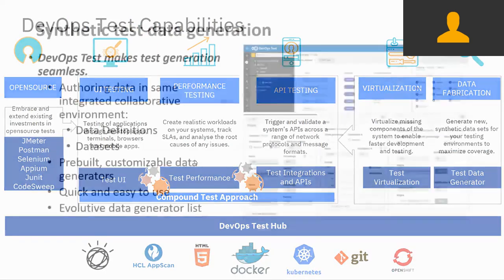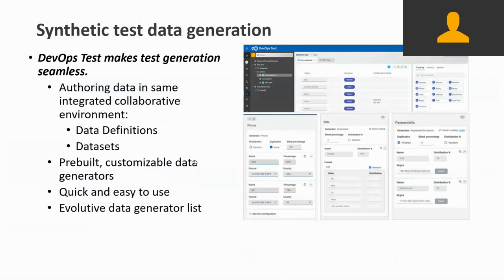And I will go to the next slide to speak a little bit in more detail. So data fabrication is now accessible from the web console of the test hub. It now has an authoring menu in which we can create data definitions, and from those data definitions create data sets. Those data definitions can contain pre-built and customizable data generators, so we can really create a definition and then generate the data.